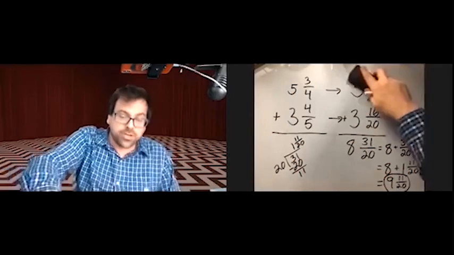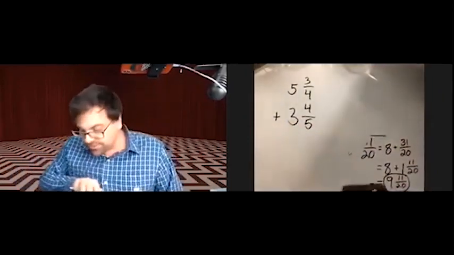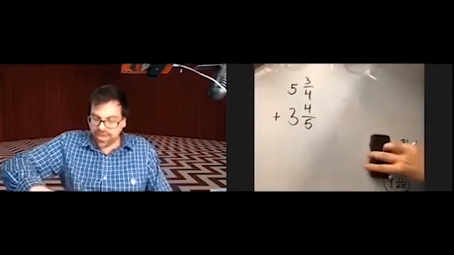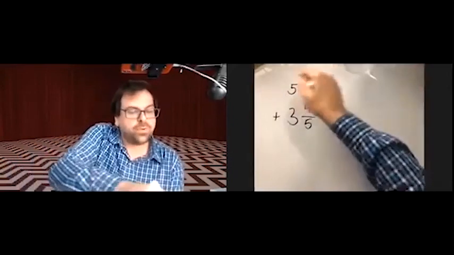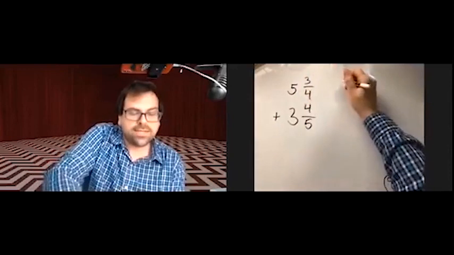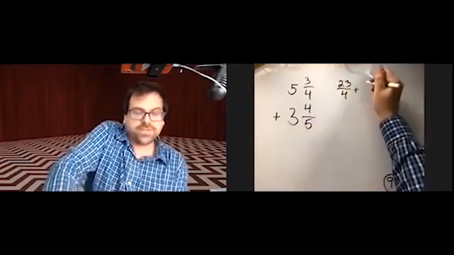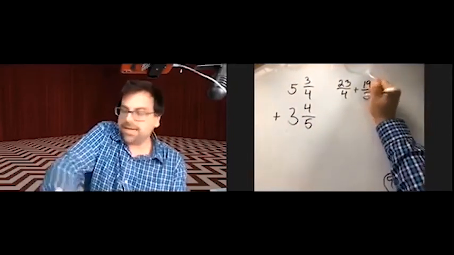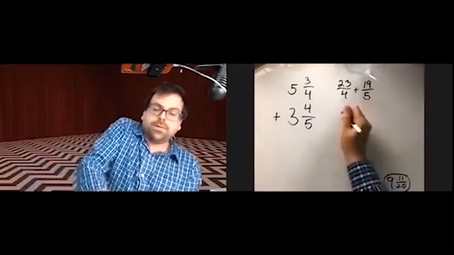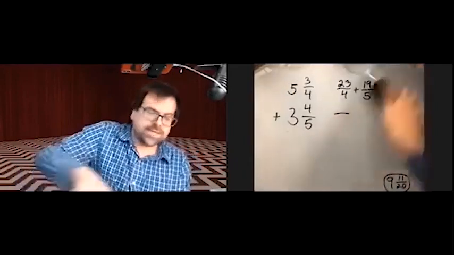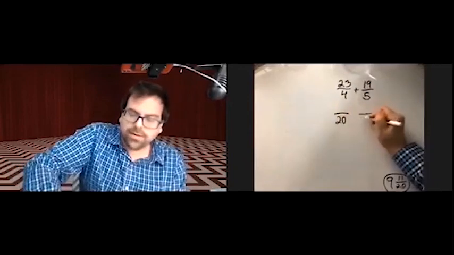This does not become an issue if you take it to improper fractions first. So if you're choosing to do it that way, that work would look like this. 5 3/4 would be 23/4. And then 3 4/5 would be 19/5. You don't need the original problem anymore. These are both going to be over 20.